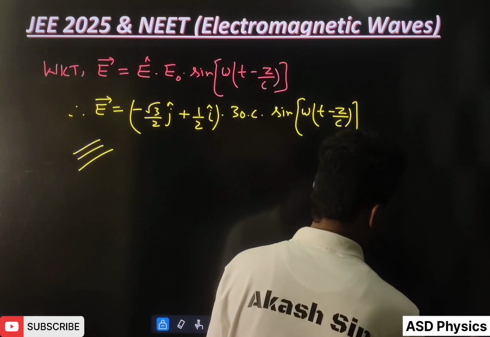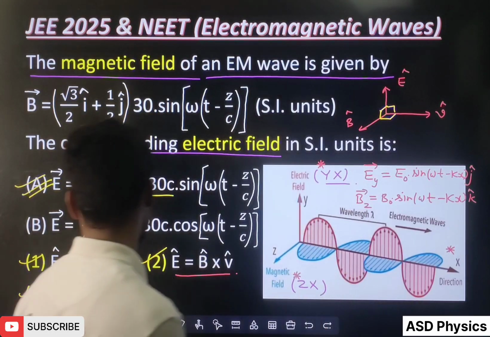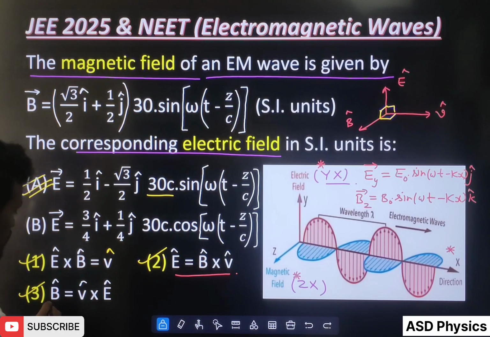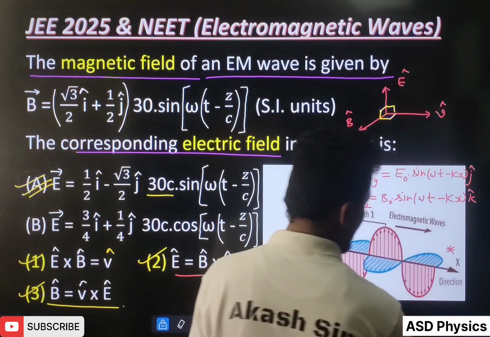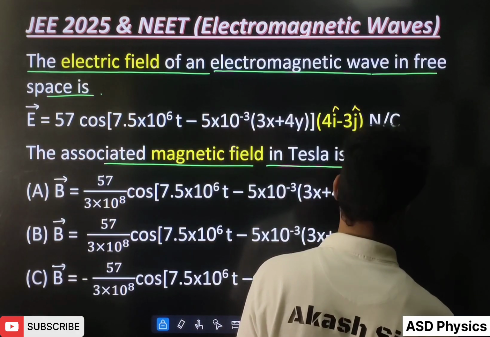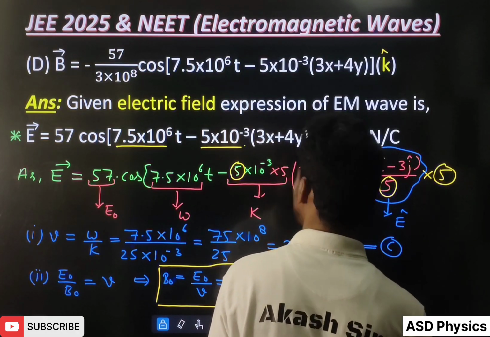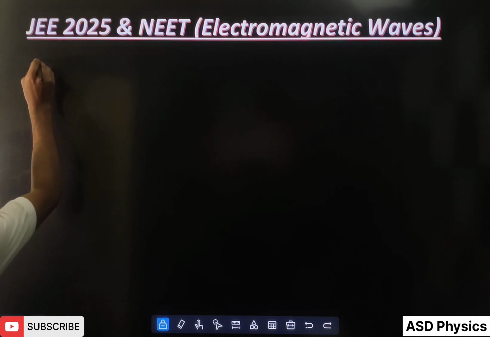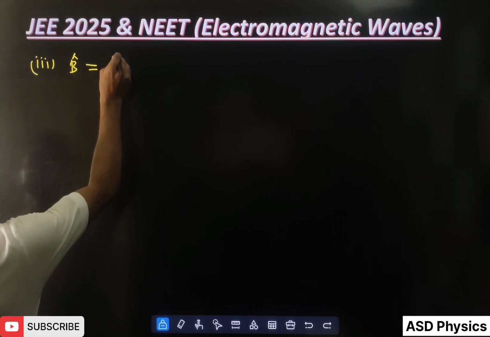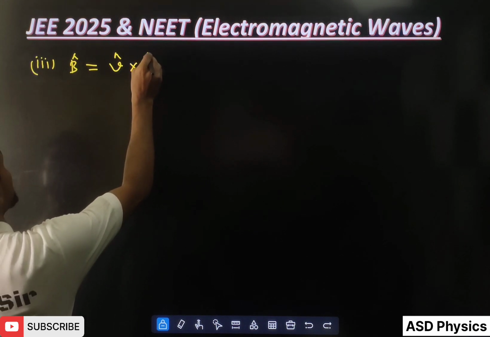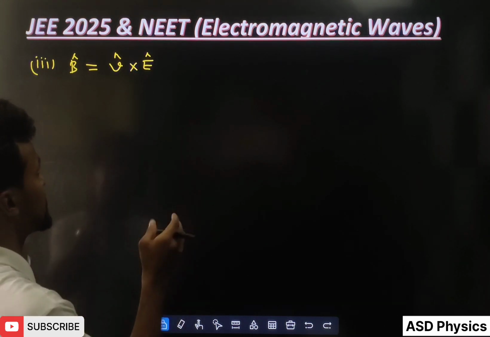So for that we have to go more basic. See here please, if we want to know the direction of the magnetic field, we have to use this formula. B cap equal to what? V cap cross E cap. This one we are going to use. From this I have got the expression B cap equal to V cap cross E cap. This one we have done here. So again, we are going to see the next one here. B cap equal to V cap cross E cap.